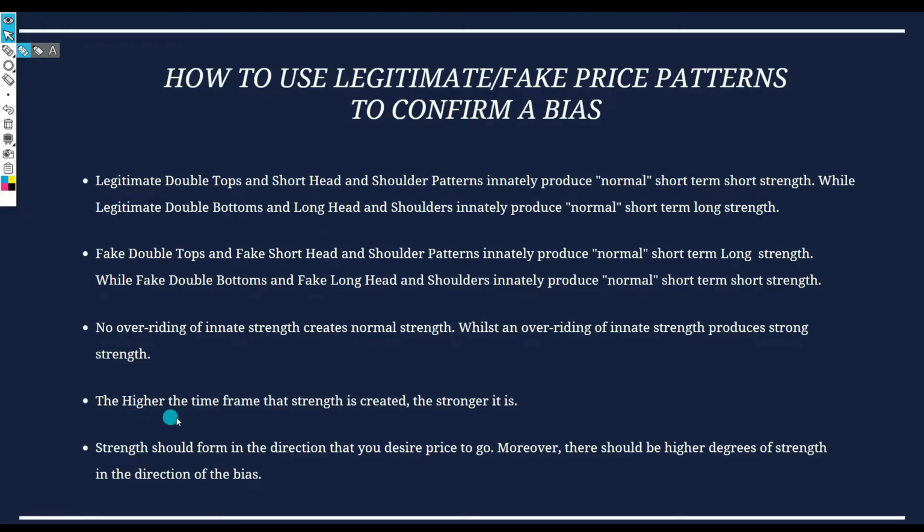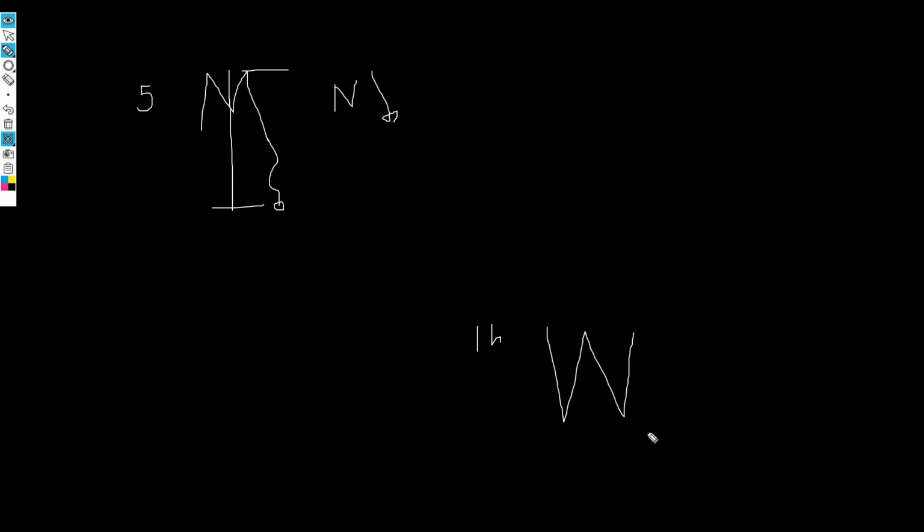All right, so the higher the time frame that strength is created, the stronger it is. Okay, so at a basic level, let's say there was a 5-minute legitimate double top that formed. And let's say this double top hit its target height level before reaching the second top stop loss level right here, like so, thus creating normal short strength. However, let's say a little bit later, there was actually a 1-hour legitimate double bottom that formed, and it reached its target height level before reaching the second bottom stop loss level, and thus confirming normal long strength.